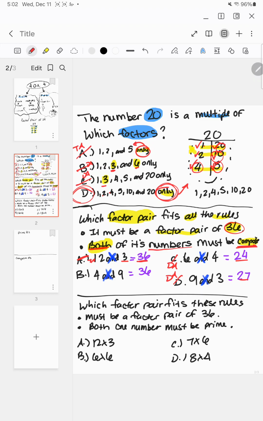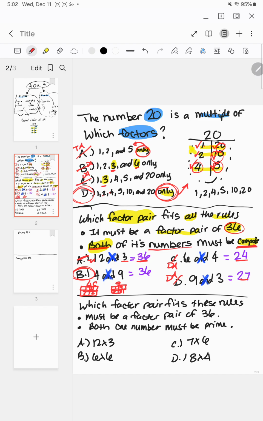Now, let's see B. I see they're using 4 and 9. Now, 4, I know if I were to put on the T-chart, I would use 1 times 4, and I could also use 2 times 2. So since it is 2 or more ways, at least 2 ways, that is composite. Let's look at 9. I can use 1 times 9, of course. And I can also use 3 times 3. So the 9 is also a composite number, which means B is my only answer because it follows the rule.